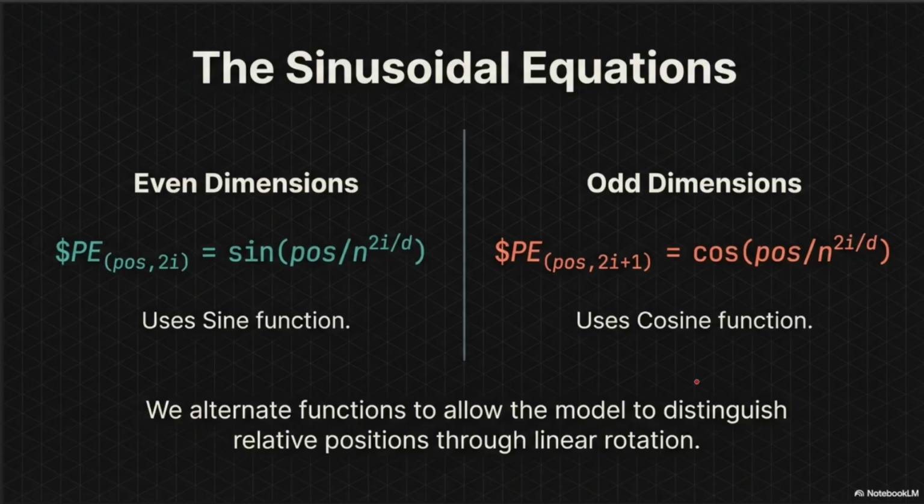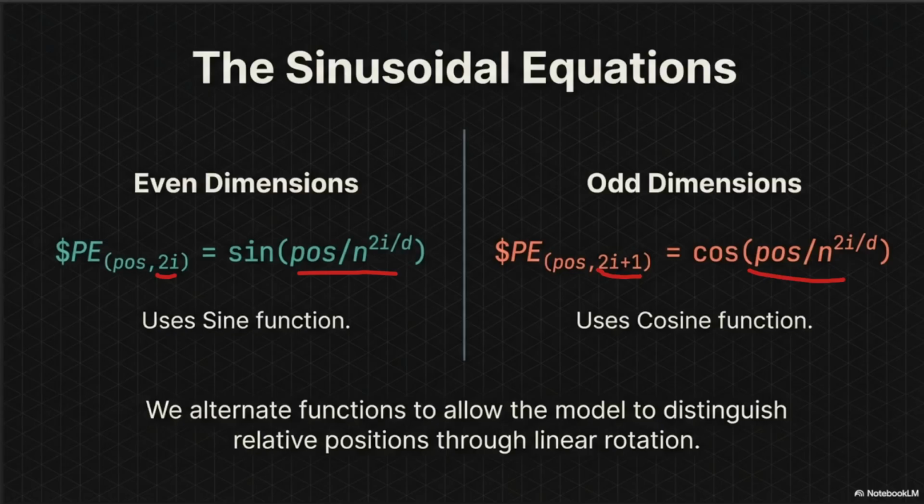This is the heart of the mechanism. We don't use one formula. We will use 2 alternating formulas. We know a dimension is even by 2i, and we know it's odd by 2i plus 1. So if it's even, we will use the sine function, and for the odd, we will use the cosine function. Notice the argument inside the sine and the cosine is the same. It determines the frequency of the wave for that specific dimension.